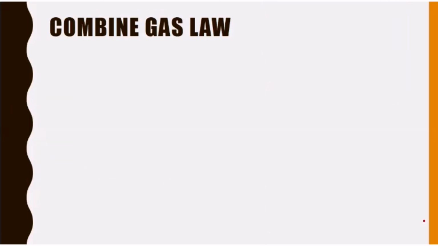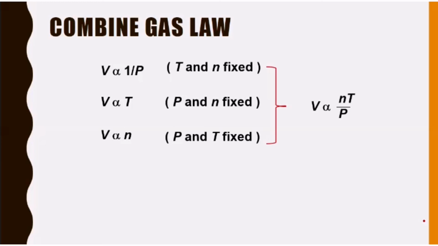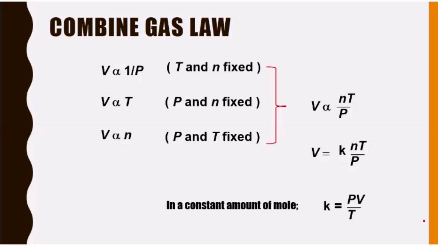Now, let's learn about the combined gas law. Just now, we already discussed Boyle's law, Charles' law, and Avogadro's law. After we combine all these three relationships and variables, we will have this relationship, which is V directly proportional to nT over P. After we convert into the equation, we will have V equal to K nT over P, where K is a constant value. And by assuming it is at constant amount of mole, we will have K equal to PV over T.